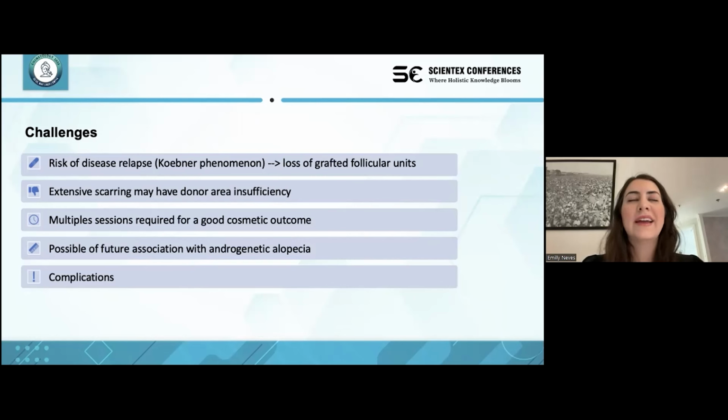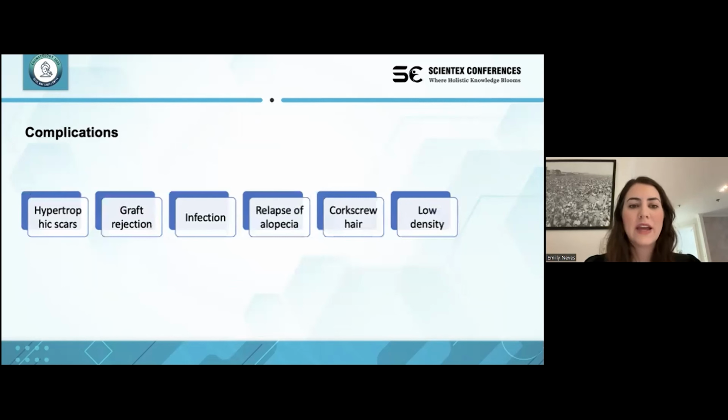It is possible that these patients can have future association with androgenetic alopecia along the years, and we have to think about all the complications associated with this surgery, such as hypertrophic scars, graft rejection, infection, relapse of alopecia, corkscrew hair, and low density.